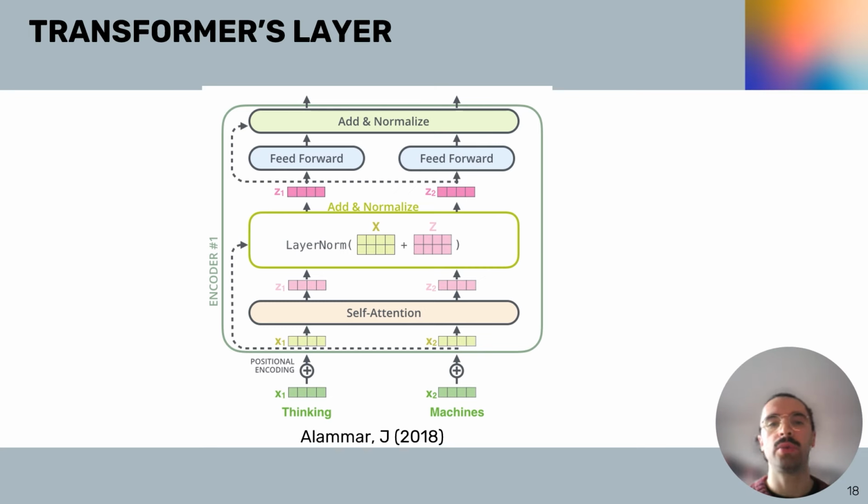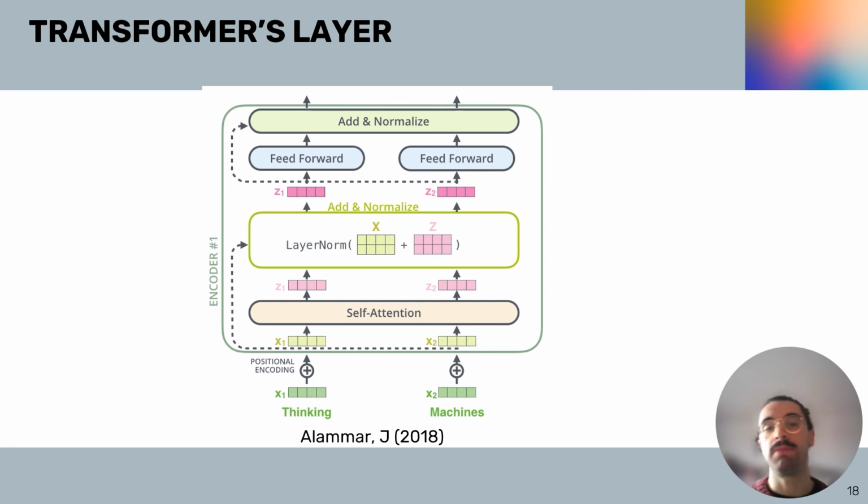Let's now walk through the various components of a single encoder layer, as illustrated in the diagram. At the bottom, we start with the input vectors x1 and x2, which represent the token embeddings of the input sequence. These embeddings are enhanced by adding positional encodings to incorporate the order of the tokens. The positional encoding helps the model understand the position of each token in the sequence, which is crucial since the transformer architecture itself does not have any inherent notion of word order.